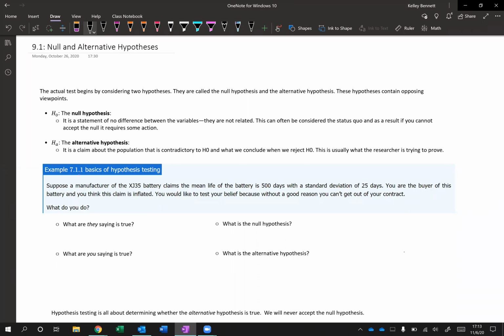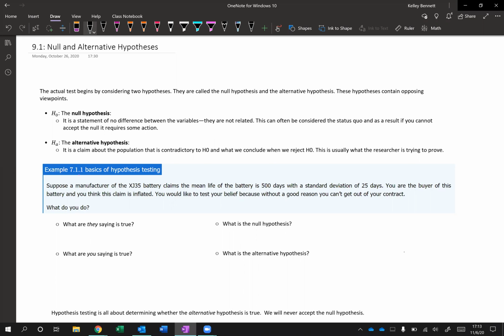And the way that I like to think about it is, what is someone telling me that's true? Am I reading a study and they're telling me what the mean is? They're telling me what the proportion is. What are they saying? The alternative hypothesis is a claim that is contradictory to H naught. And this is kind of what we're saying is true.